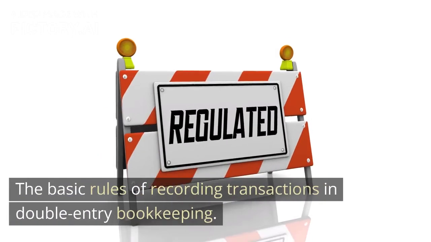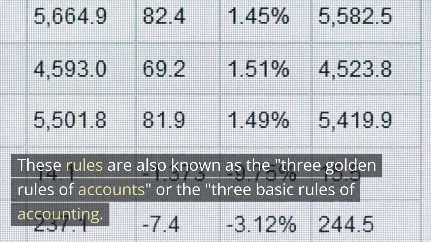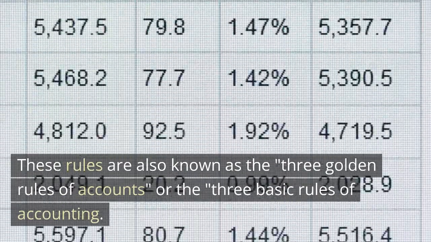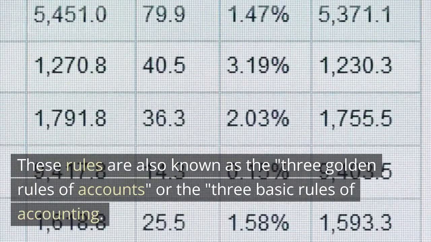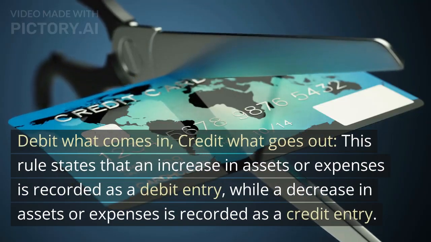The basic rules of recording transactions in double-entry bookkeeping. These rules are also known as the 3 golden rules of accounts, or the 3 basic rules of accounting. They are as follows. Debit what comes in, credit what goes out.